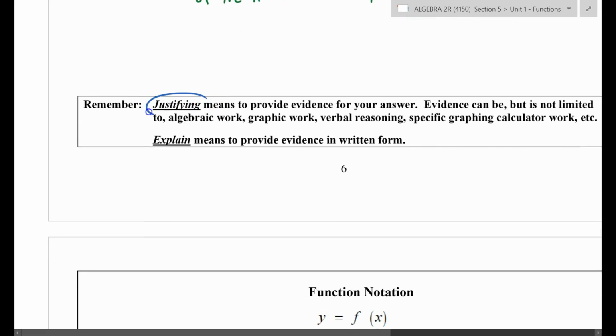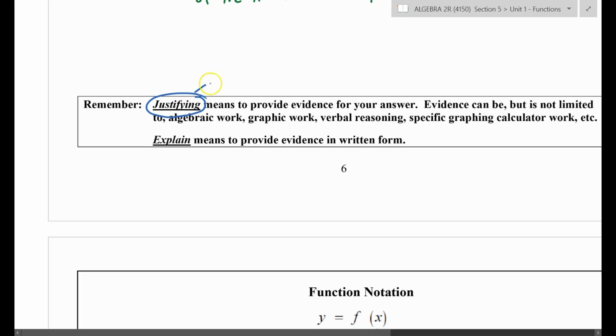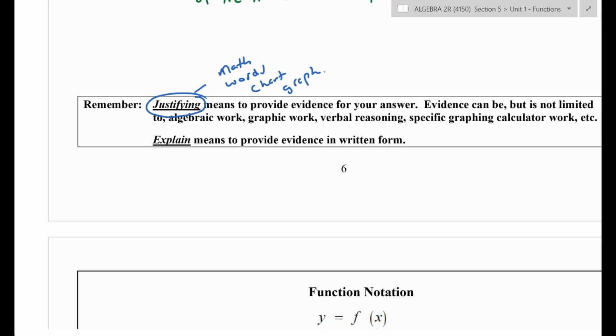Now that word explain is very different than the word justify. The word justify means you can use any technique you want. So you might do some math. You might write some words. So this could be math. This could be words. This could be a chart. This could be a graph, right? It could be any number of things. You can do anything in your repertoire in order to get the point across when you see the word justify. But when you see the word explain, if I don't see words, it's automatically 100% wrong. Can't explain if you don't write words. Agreed?